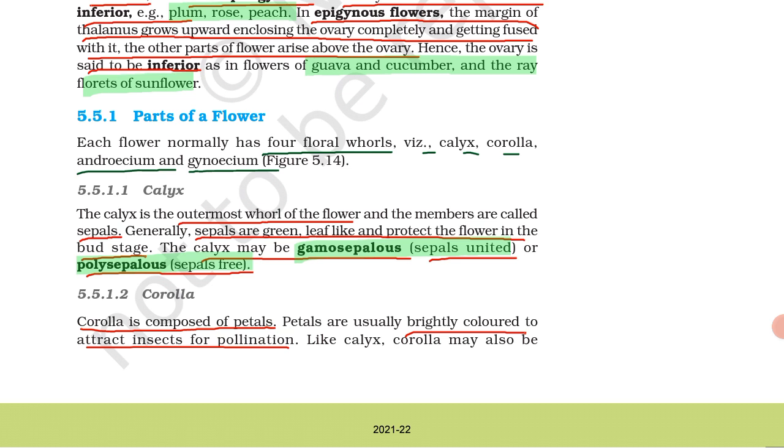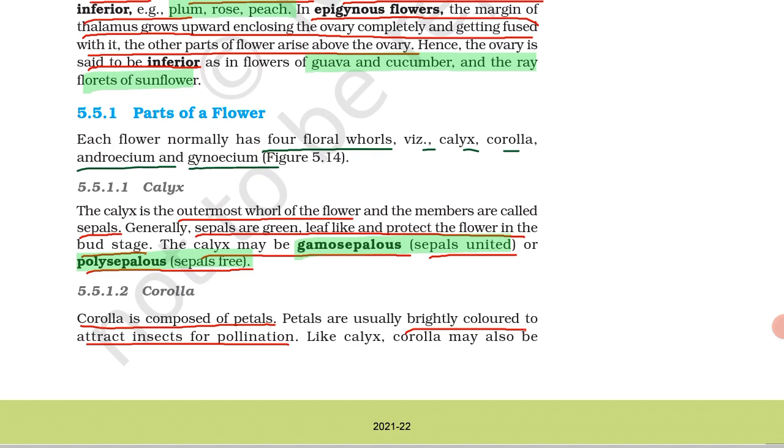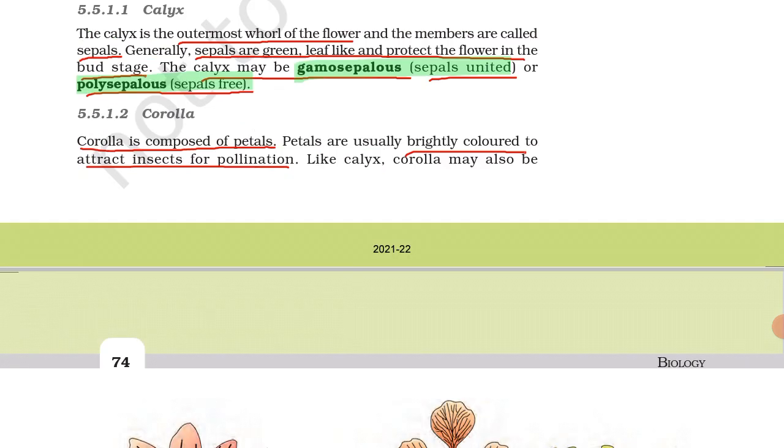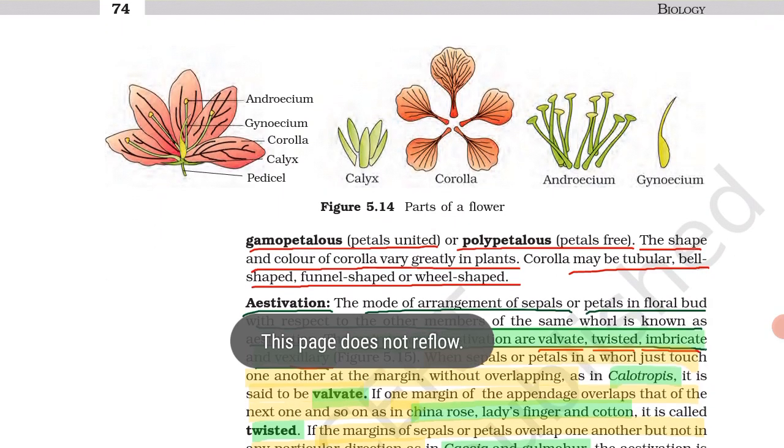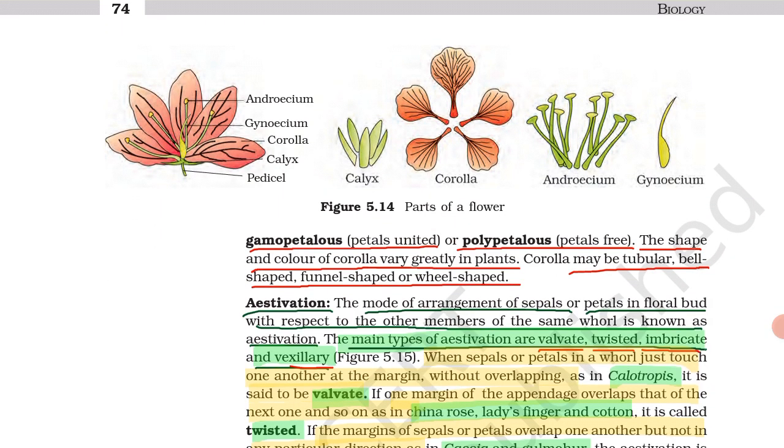Next is corolla. Corolla is composed of petals. Petals are usually brightly colored to attract insects for pollination. So why is the color of petals bright? To attract insects for pollination. Like calyx, corolla may also be gamopetalous, meaning petals united or fused, or polypetalous, meaning petals free.